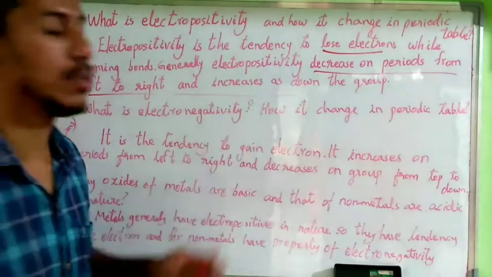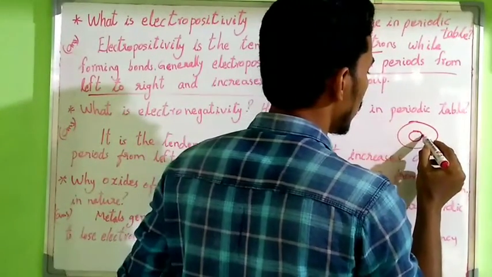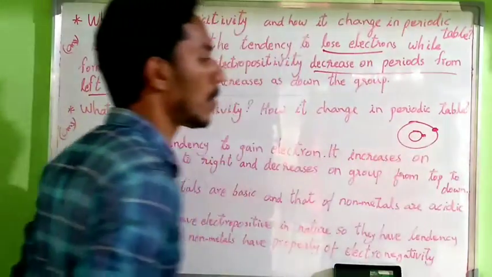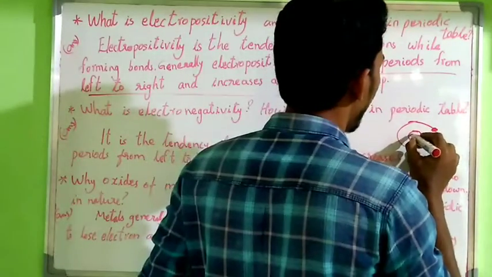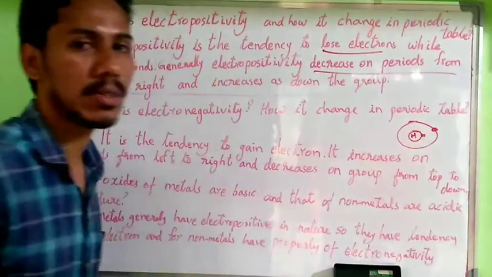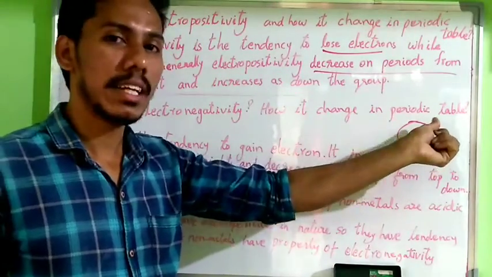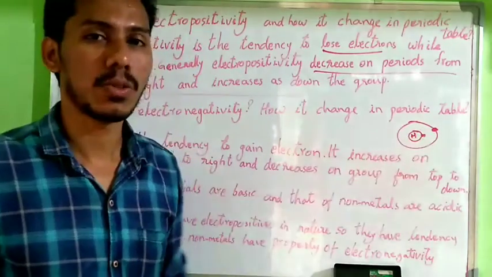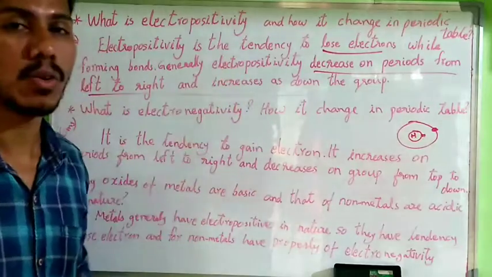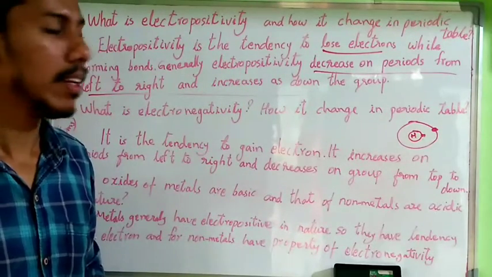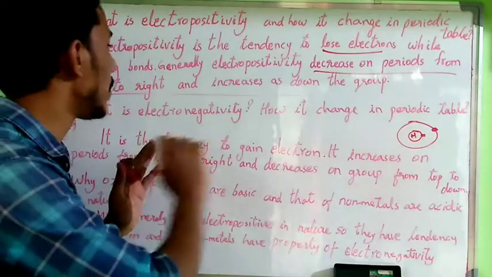Electropositivity is the tendency to lose electrons. This is an atom, this is the nucleus. There are electrons in the outermost shell. For example, hydrogen has only one electron in the outermost shell. Electropositivity is the tendency to lose this electron. That capacity is called electropositivity. Generally, it decreases along periods from left to right.